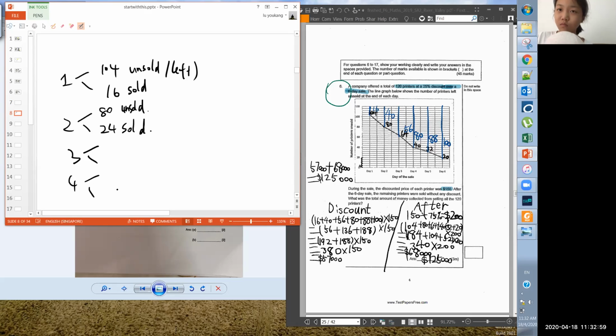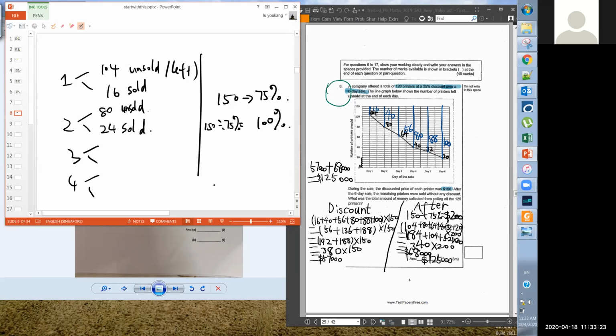Okay, so what the question says, during the sale, the discounted price for each printer was 150. So the 150 is already after 25% discount. So that means 150 is only 75%. So you need to find out what's 100%. So can you help me out? 150 divided by 75%. Use your calculator, help me out.